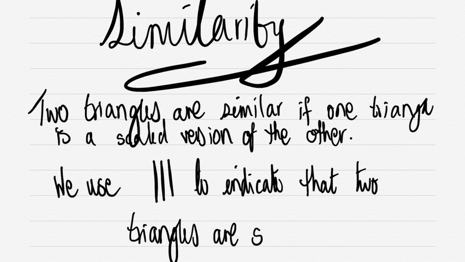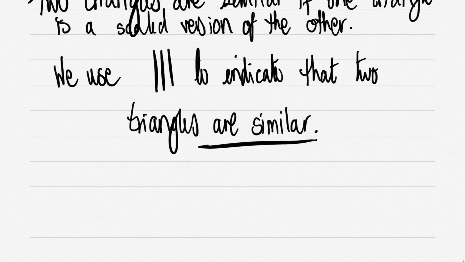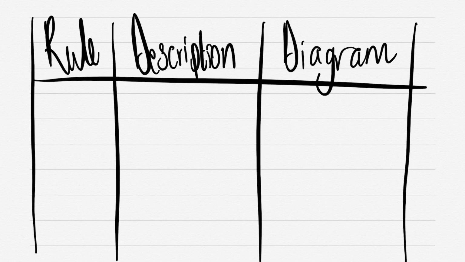There we go. I'll be drawing a table next with a set of triangles to explain the rules that are related to similarity. Right. Now we have the rule, the description, and the diagram. Here we have our first rule.